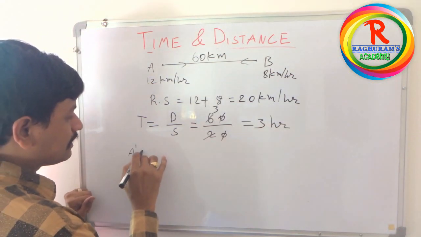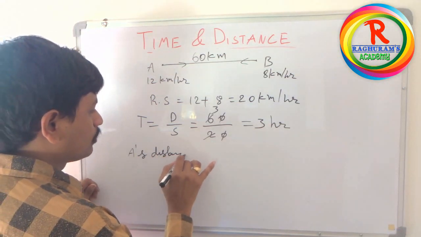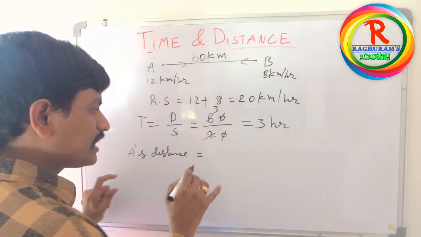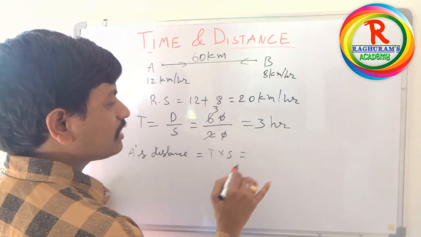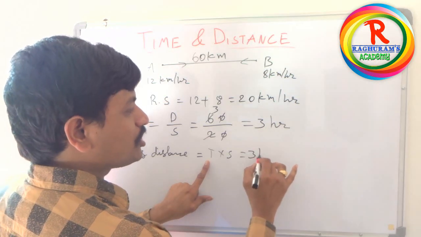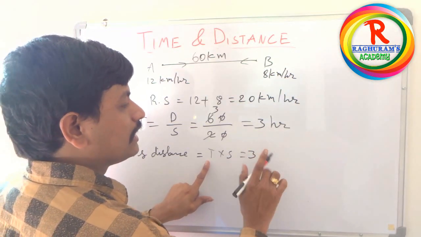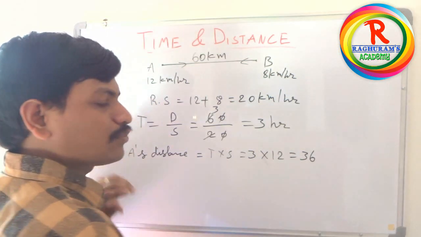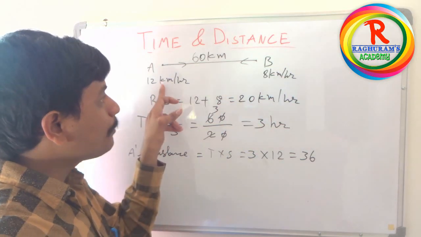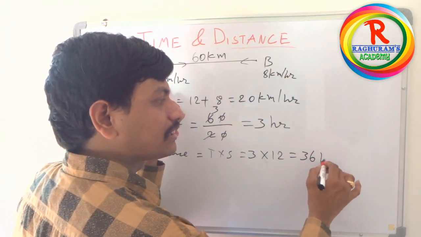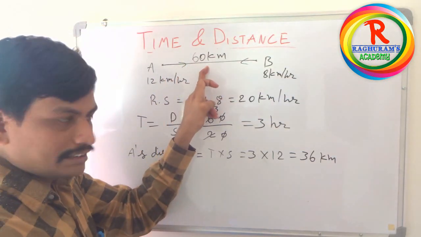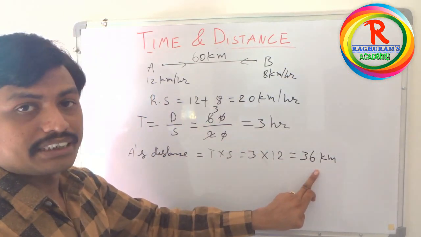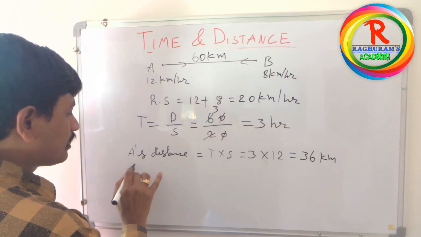Let us find A's distance. Here in this case, the distance formula. What is the distance formula? Time into speed. Here the time is 3 hours for each of them. So 3 into speed. What is the speed of A? 12. 12 3s are 36. What is 36, meters or kilometers? The speed is in kilometers per hour, so I'll write only kilometers. Out of 60 kilometers, A goes in 3 hours with 12 kilometers per hour, he goes 36 kilometers.